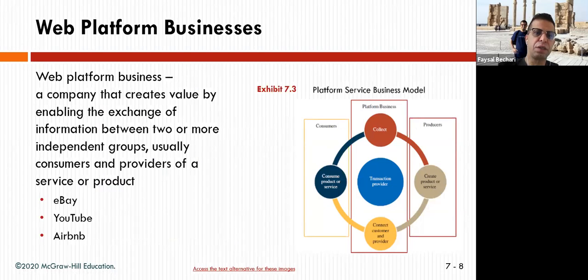Now, there are other services available in the market, which is what you call a web platform. A web platform business is a company that creates value by enabling the exchange of information between two or more independent groups, like YouTube, like eBay, and all these things. So here, the platform service business provider is the transaction provider. If there is a customer talking to customers, it is different, and this process is happening in a different way.